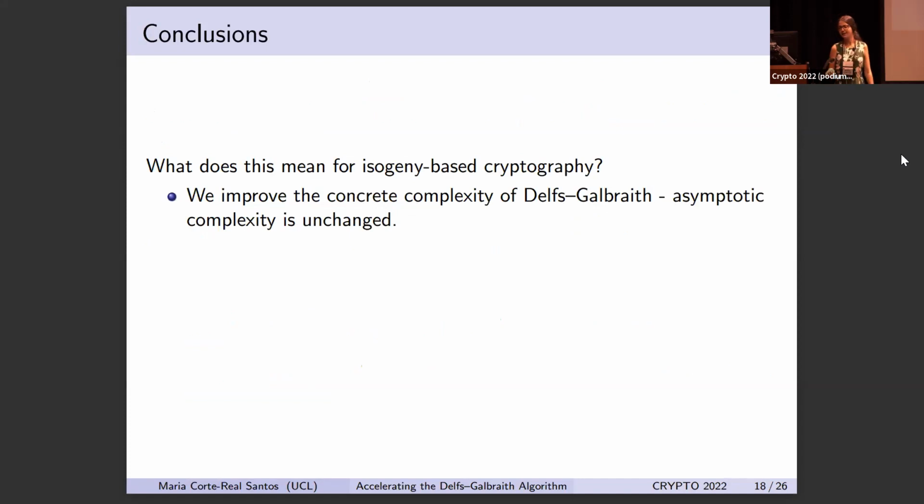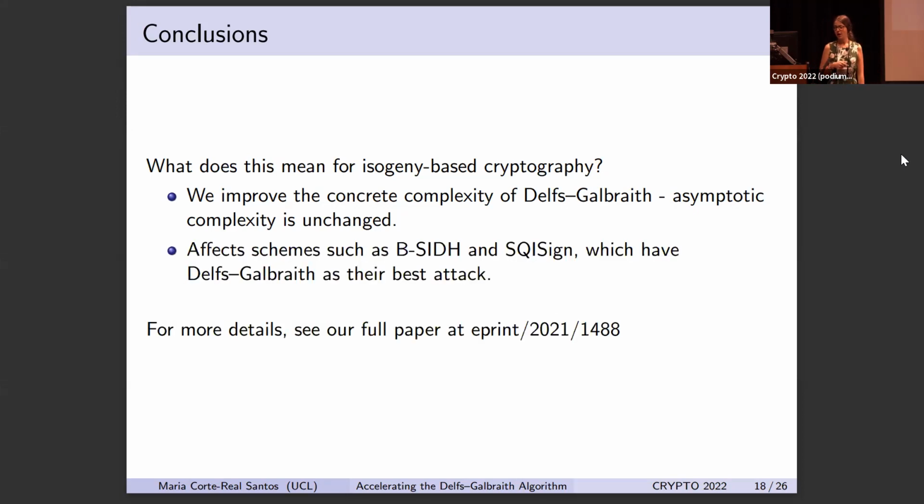So finally, some conclusions. What does this mean for isogeny-based crypto? We only improve on the concrete complexity, and so the asymptotic complexity of the problem is unchanged. But it does affect concrete parameters that will be used for B-SIDH and SQISign, because these have Delfs-Galbraith as the best attack. Again, caveat on B-SIDH, but for SQISign, this is definitely the best attack, and so it will affect the concrete parameters that are chosen for SQISign.